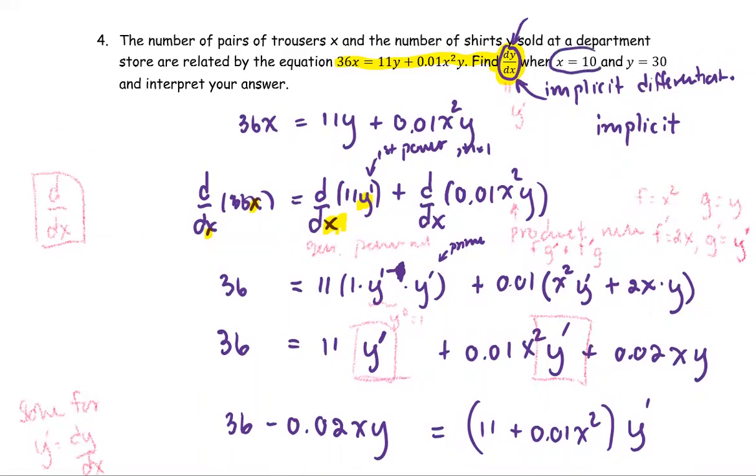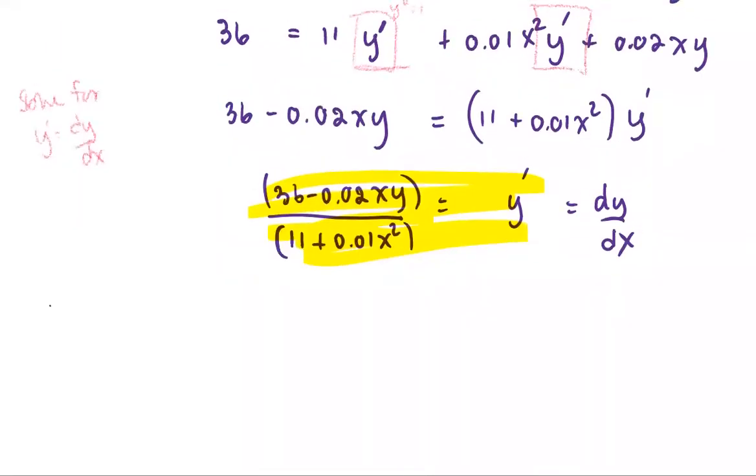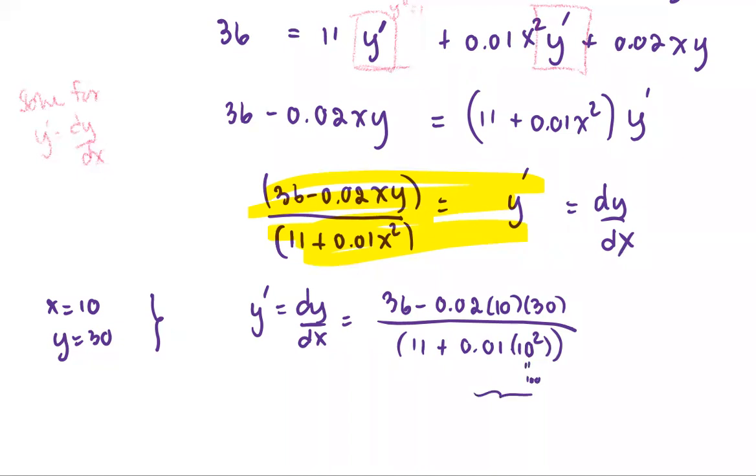Now I'm going to evaluate when x equals 10 and y equals 30. My y prime, or dy/dx, equals 36 minus 0.02 multiplied by 10 multiplied by 30, all divided by the quantity 11 plus 0.01 multiplied by 10 squared. 10 squared is 100, and 100 multiplied by 0.01 becomes 1. So the denominator is 12.